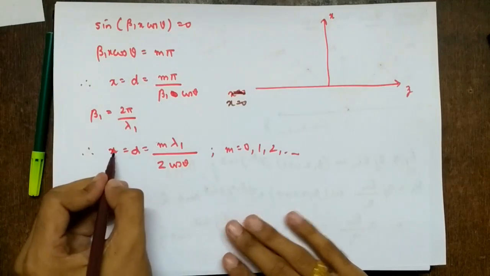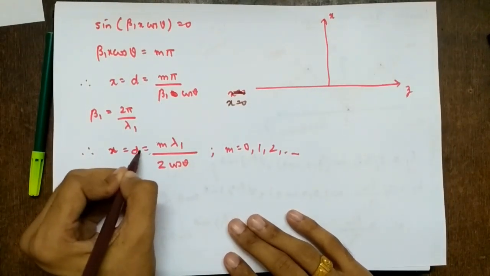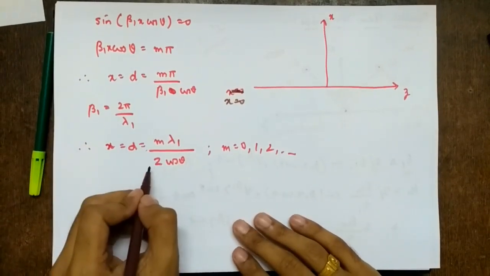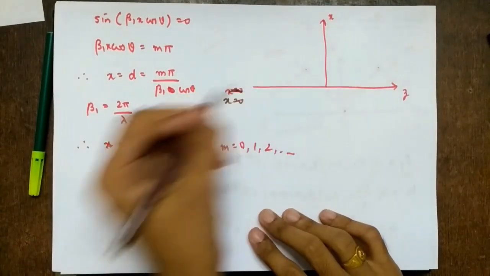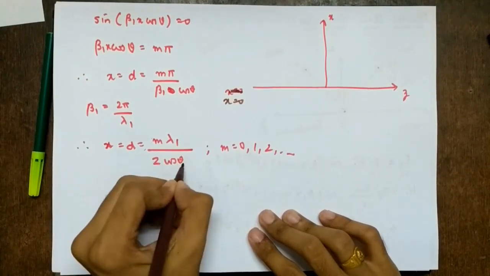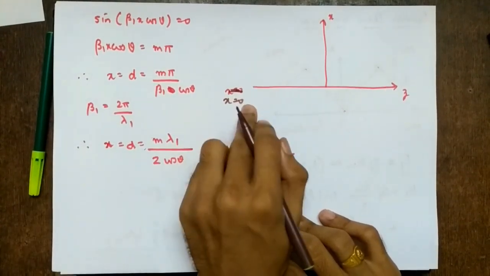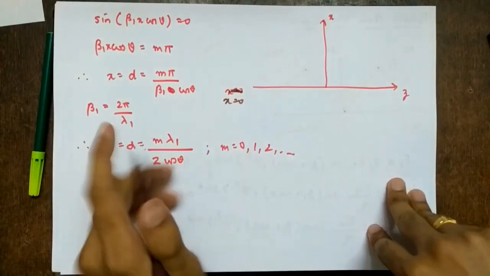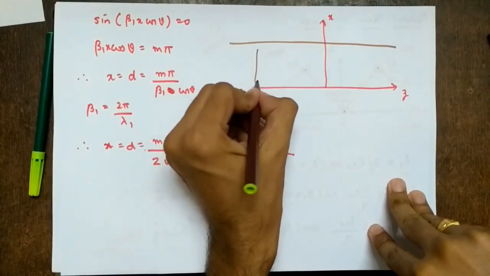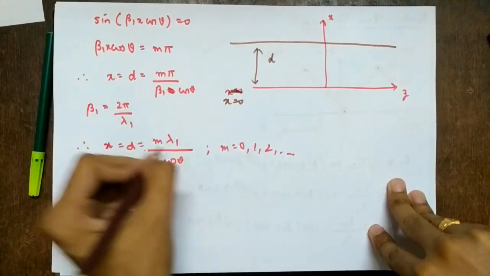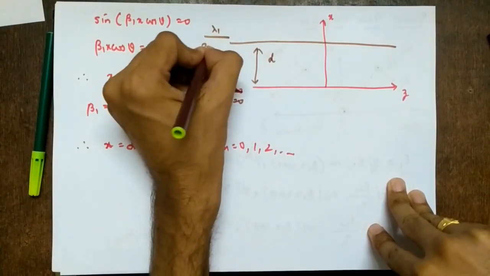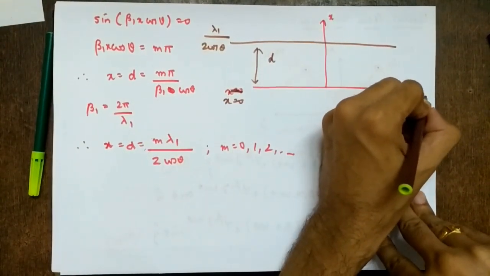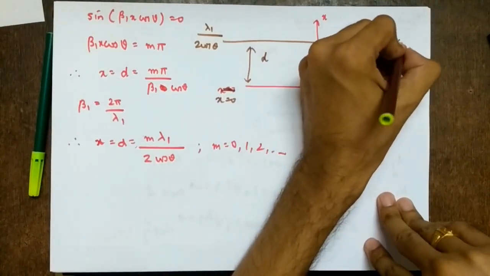What does this indicate? If I go a distance d from x equal to 0, such that the electric field becomes 0, what will happen? I go a distance m lambda 1 by 2 cos theta. So m equal to 0 gives me a distance x equal to 0 only. So let's take m equal to 1. What am I getting? Lambda 1 by 2 cos theta. So I go a distance d, which is lambda 1 by 2 cos theta. The electric field is 0 here, so it will be 0 again here.